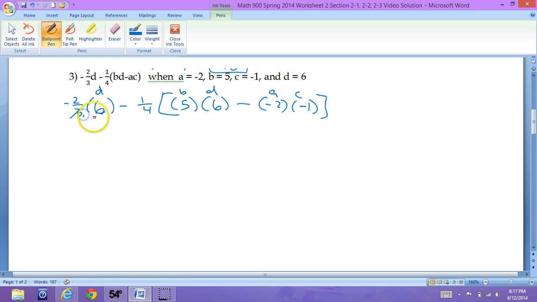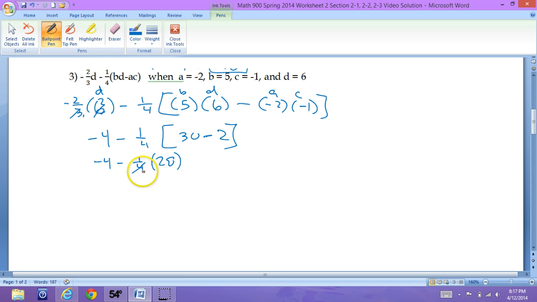So we're going to actually start simplifying as we go through this. 3 goes into 3 once, 3 goes into 6 twice, so it's negative 2 times 2, which is negative 4. Minus 1/4 times a bunch of something. 5 times 6 is 30, minus negative 2 times negative 1 is 2. So a lot of you might try to just start playing with all the negative signs here, but just be careful. Do it one step at a time, bring down the subtraction symbol, and then simplify these two terms together first. So it's negative 4 times minus 1/4 times 28.